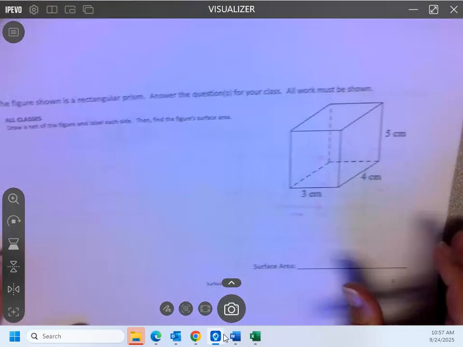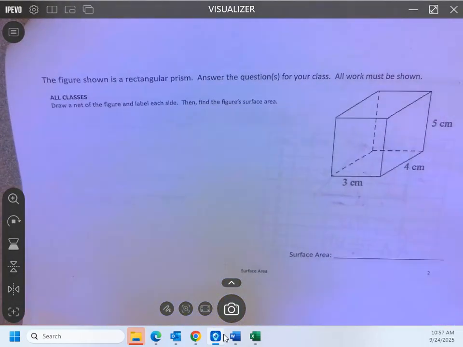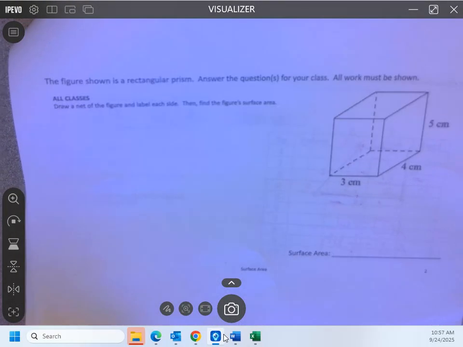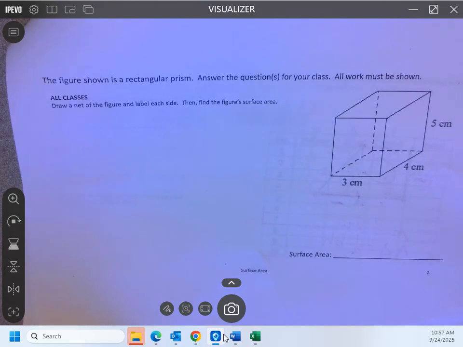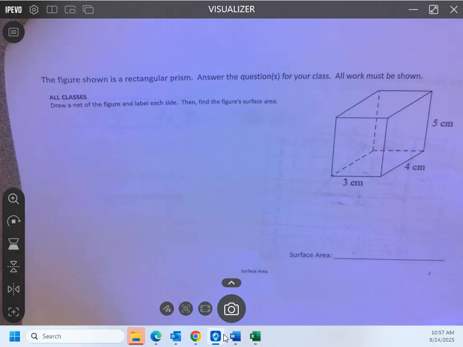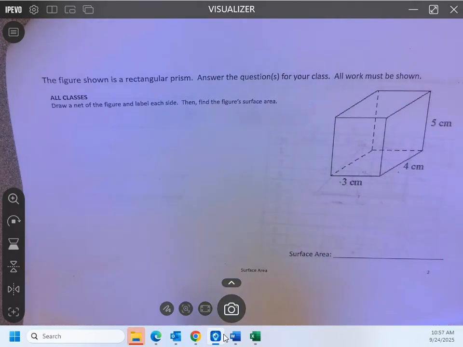Our next page is our net page. Last time, remember I said, oh, we have an easy one because it's a cube, and the cubes are all the same length. This time, our sides are different lengths. We need to pay attention to that.